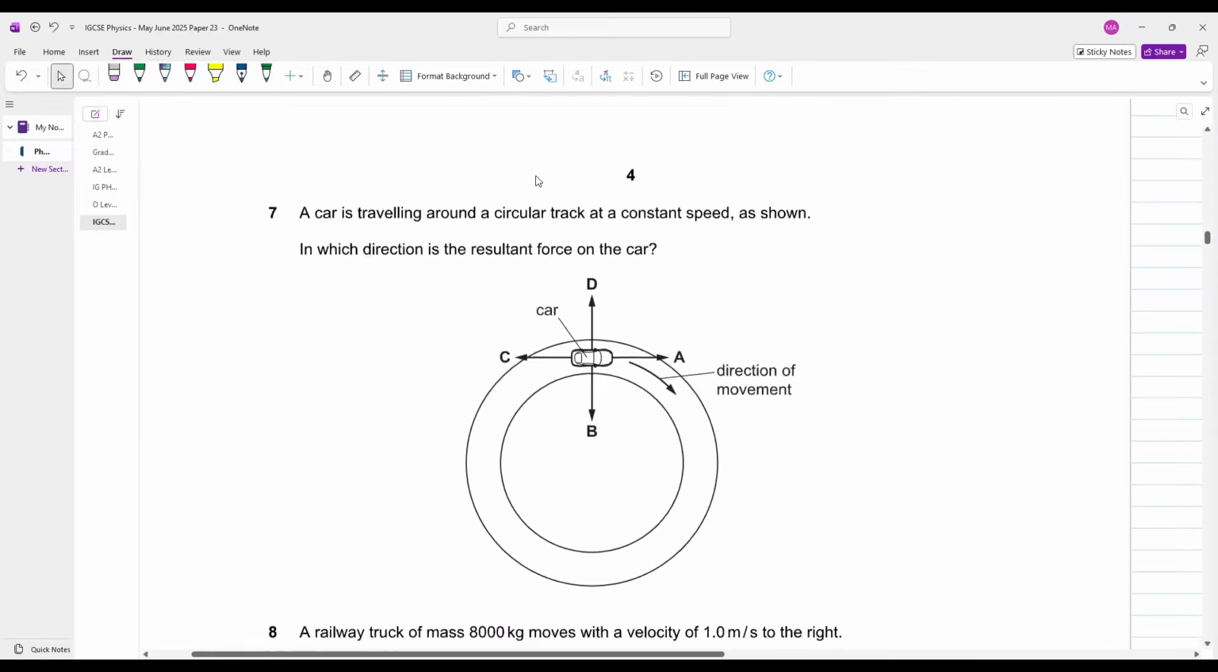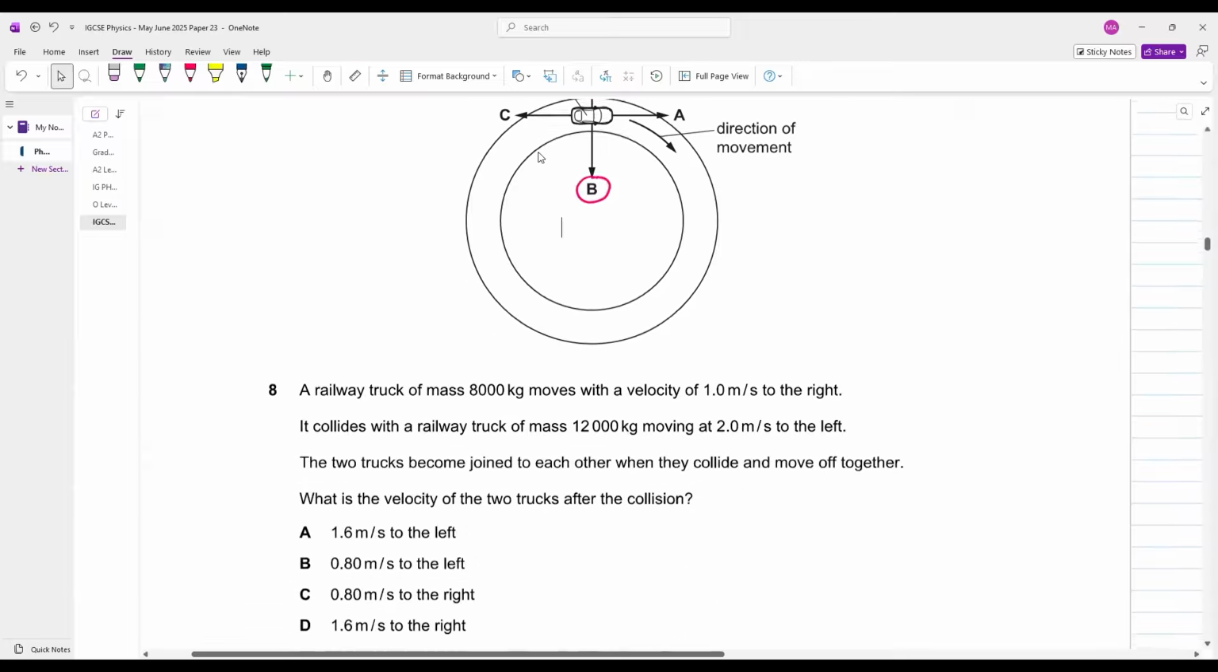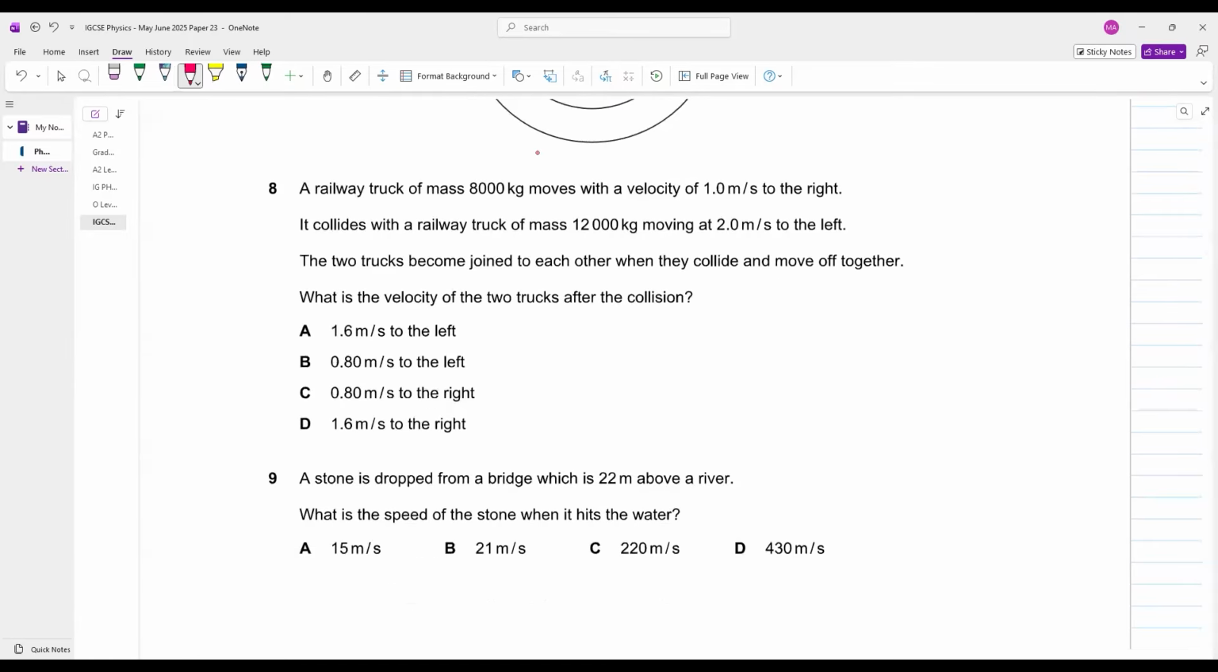आगे बढ़ते हैं. A car is traveling around a circular track at constant speed as shown. In which direction is the resultant force? बेटा resultant force कहाँ act कर रही है? Towards the center. B is your answer. Simple. Let's see question number 8.